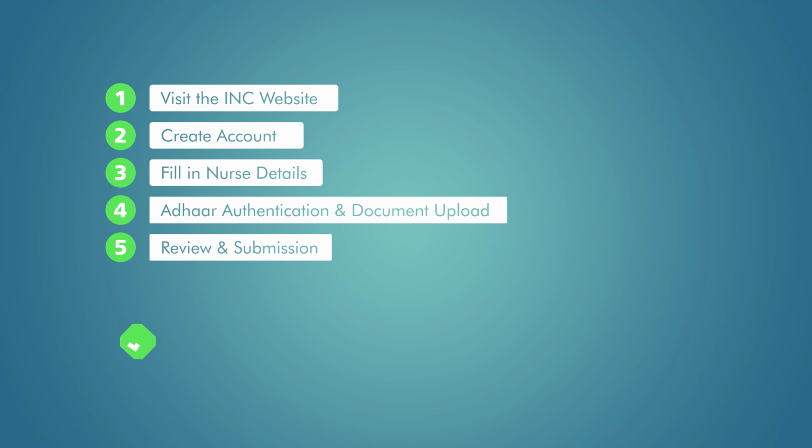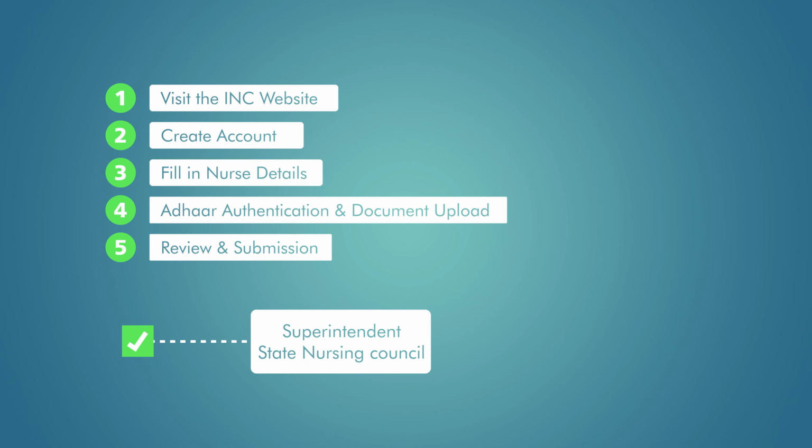Once you submit, the application goes to the Superintendent of your State Nursing Council, SNRC. The Superintendent will verify your details and documents. This process will take some time, around 1 month you can expect. If all the information is correct, all documents are perfect and you are in good standing, then the Superintendent will approve the application. Then your application will move to the Registrar of SNRC. The Registrar does the final verification and will digitally sign your NUID card.